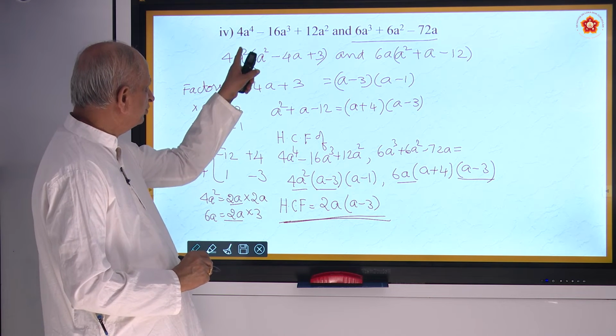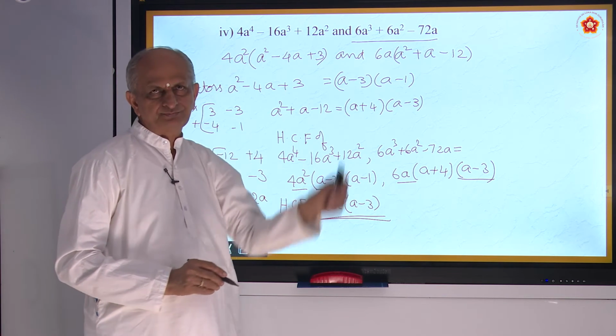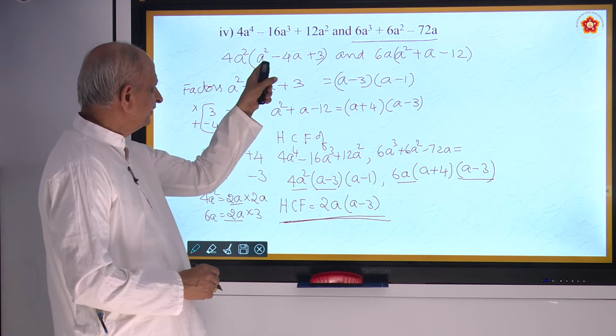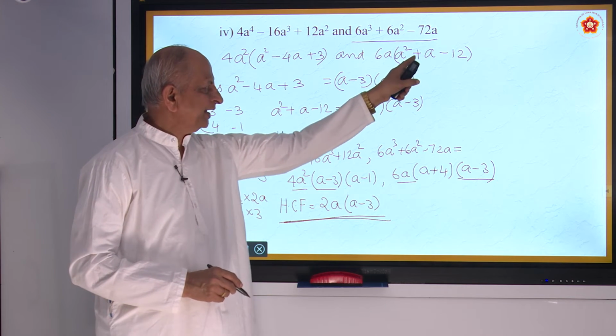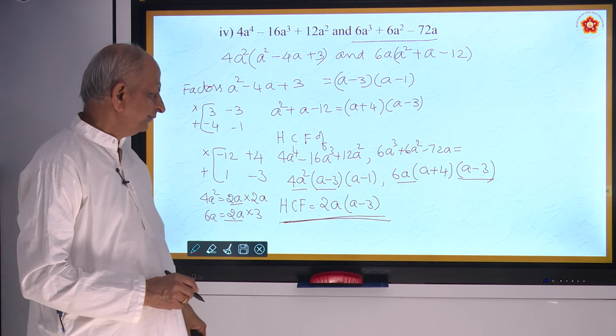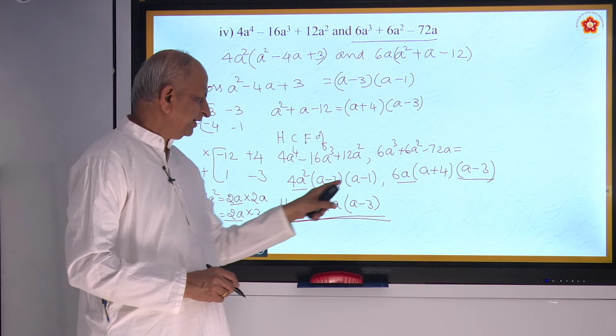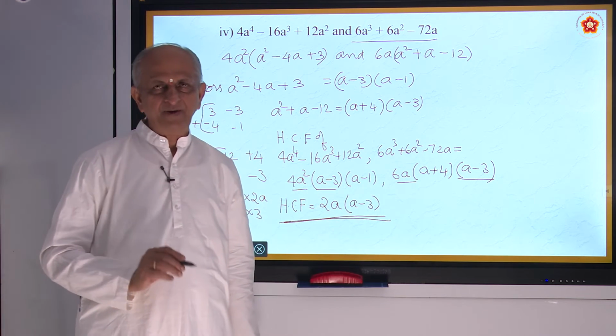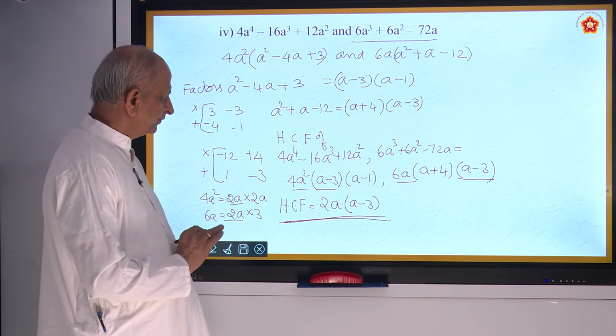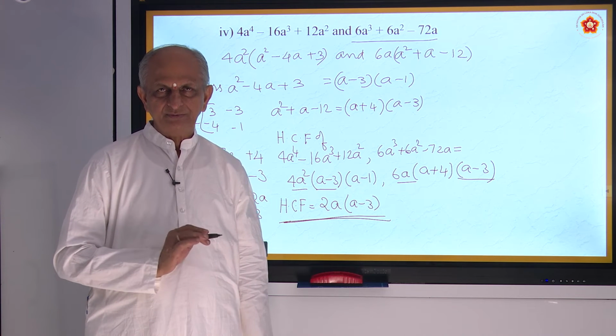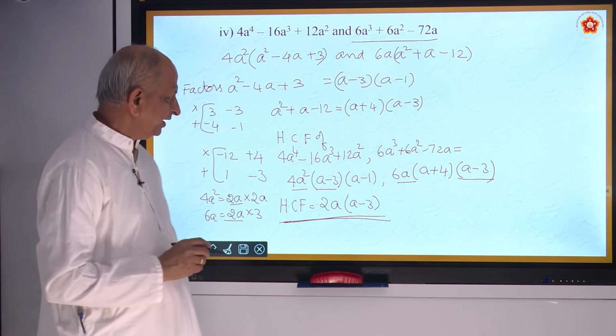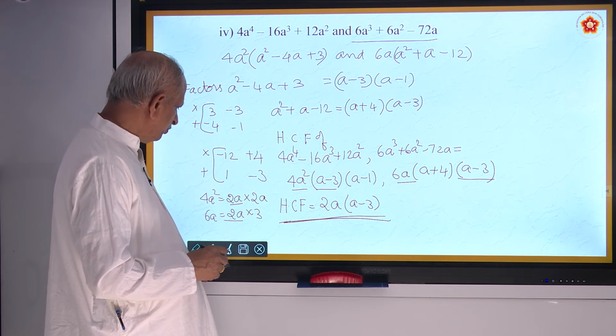First thing you must know is this taking out. Second is splitting the middle term, that factorization you must do. Third is taking the highest common factor. It's a beautiful answer you get. Got it? Very nice. Shall we go to one more problem?